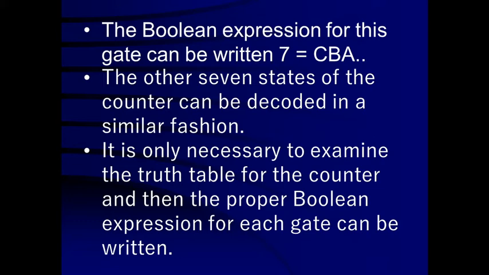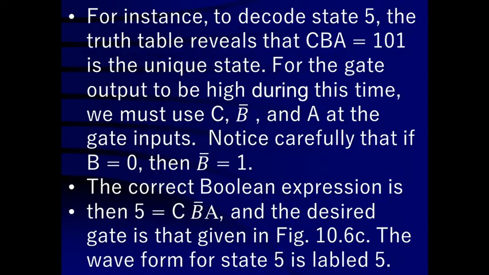It is only necessary to examine the truth table for the counter, and then the proper Boolean expression for each gate can be written. For instance, to decode the state 5, the truth table reveals that CBA is equal to 101. That is the unique state. For the gate output to be high during this time, we must use C, B bar and A at the gate inputs from the counter.